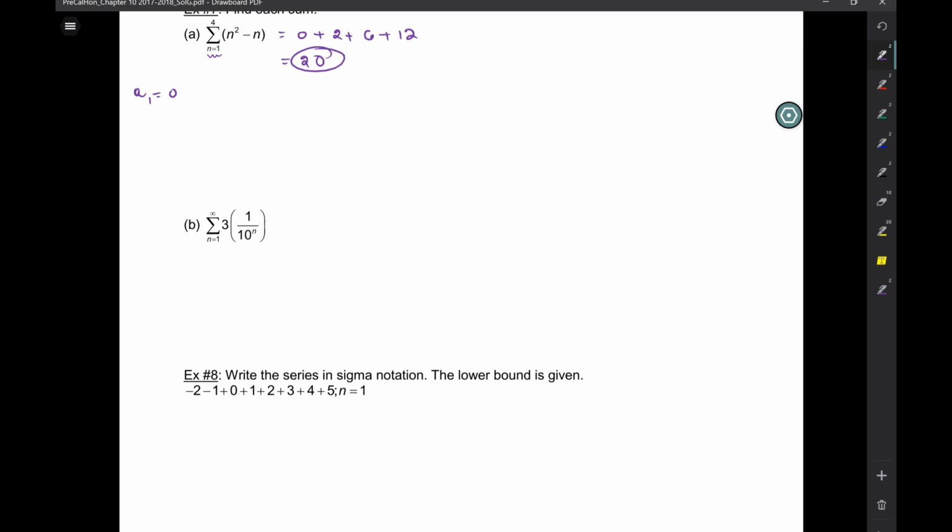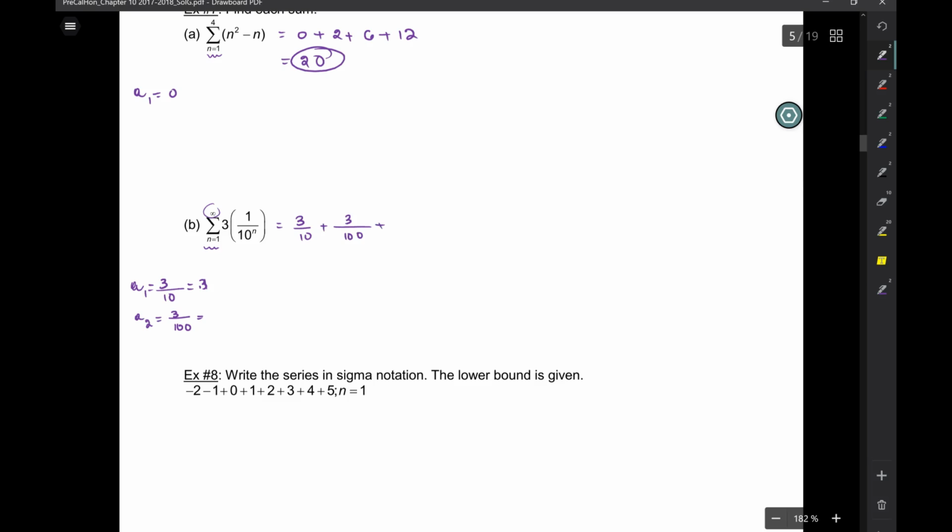Take a look at this one. We're adding up how many numbers from n equals 1 to infinity? That's an infinite number of numbers, right? So how do we do that? Let's just see how it looks. a1 is 3 over 10, and a2 is 3 over 100. So this is 3 over 10 plus 3 over 100, 3 over 1,000, 3 over 10,000, and it keeps going forever.